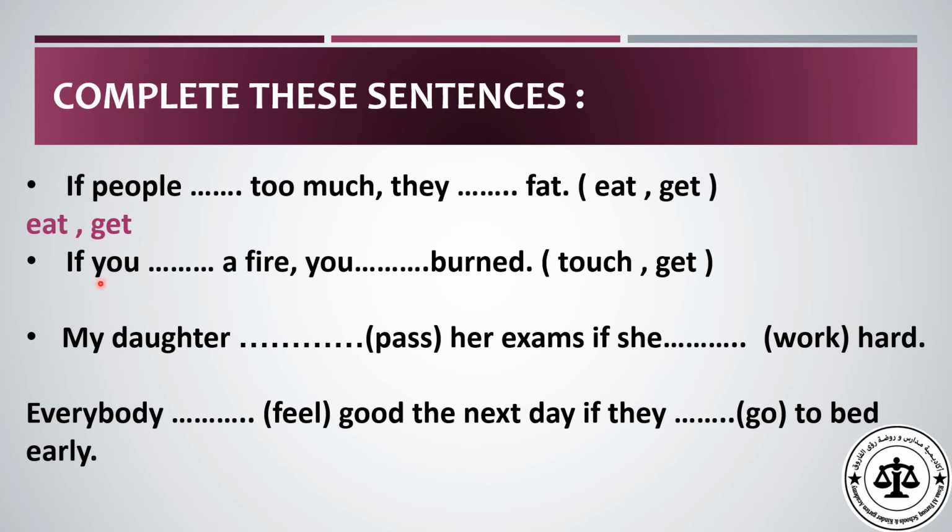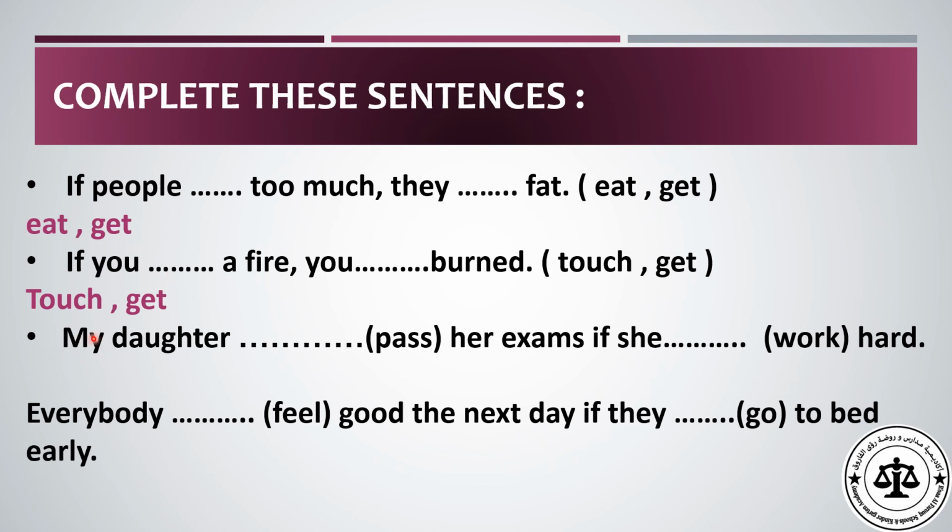Number two, if you, a fire, you burned. If you, we have the verb touch. Excellent. Plural pronoun, so touch, and you get burned. Also here we started with the if clause. We have to put a comma between these two sentences, then complete the result of this condition.